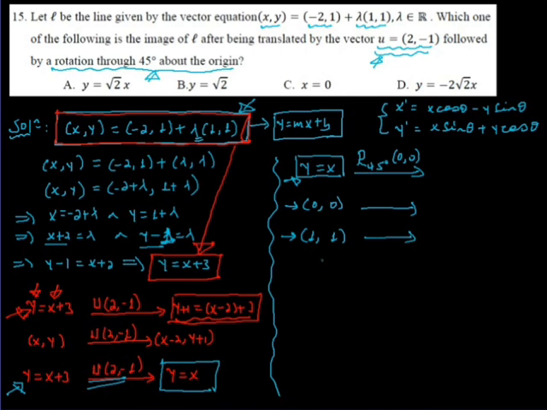So the image of (0, 0) under this rotation: in place of x and y, use 0, 0. The image of (0, 0) under the given rotation is (0, 0) itself. Everywhere you use 0, so everything will be 0.